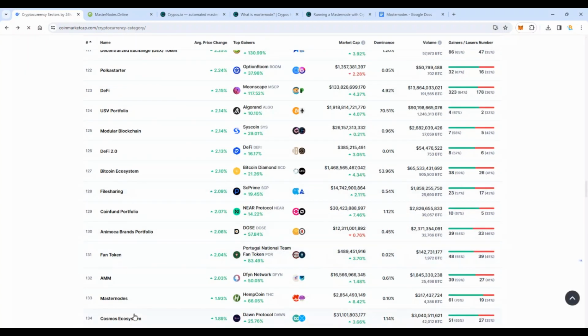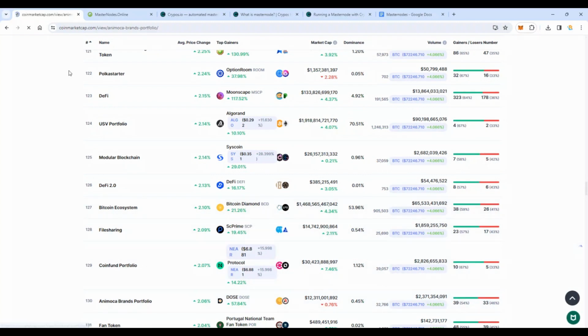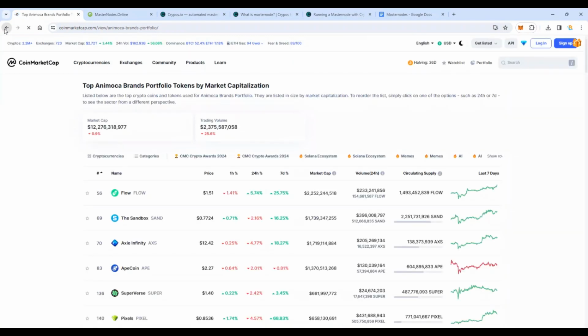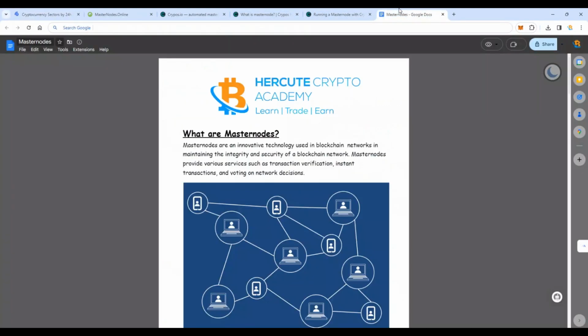So what you're interested in today is the masternodes, and that is what we are going to do. But before we actually filter that, it's important that we learn what masternodes are. So what are masternodes? Masternodes are an innovative technology used in blockchain networks in maintaining the integrity and security of a blockchain network. Basically, the purpose of masternodes is to secure a blockchain network.